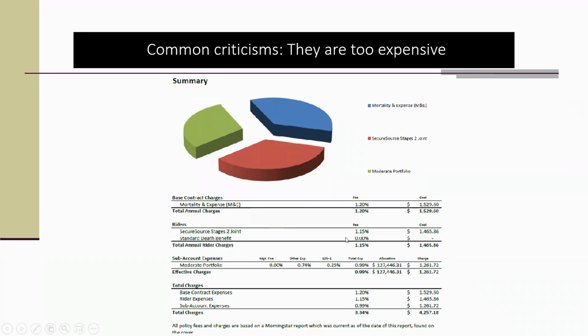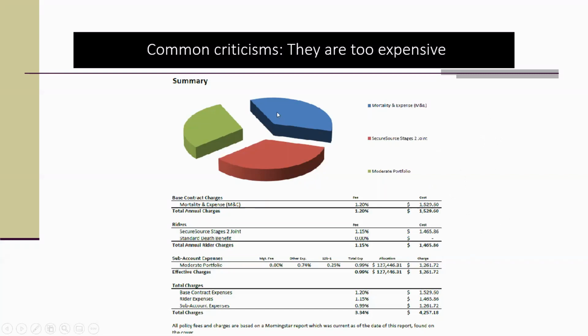In addition, they have optional rider fees of 1.15%, and the third category is they have sub-account fees. Now, these are the investment portfolio fees, and that totals almost 1%. So the total fees on this particular portfolio are 3.3% a year. I've seen some of these annuities where the expenses are as high as 4% a year. That's outrageous. So yes, this is a very valid criticism when it comes to certain annuity products.